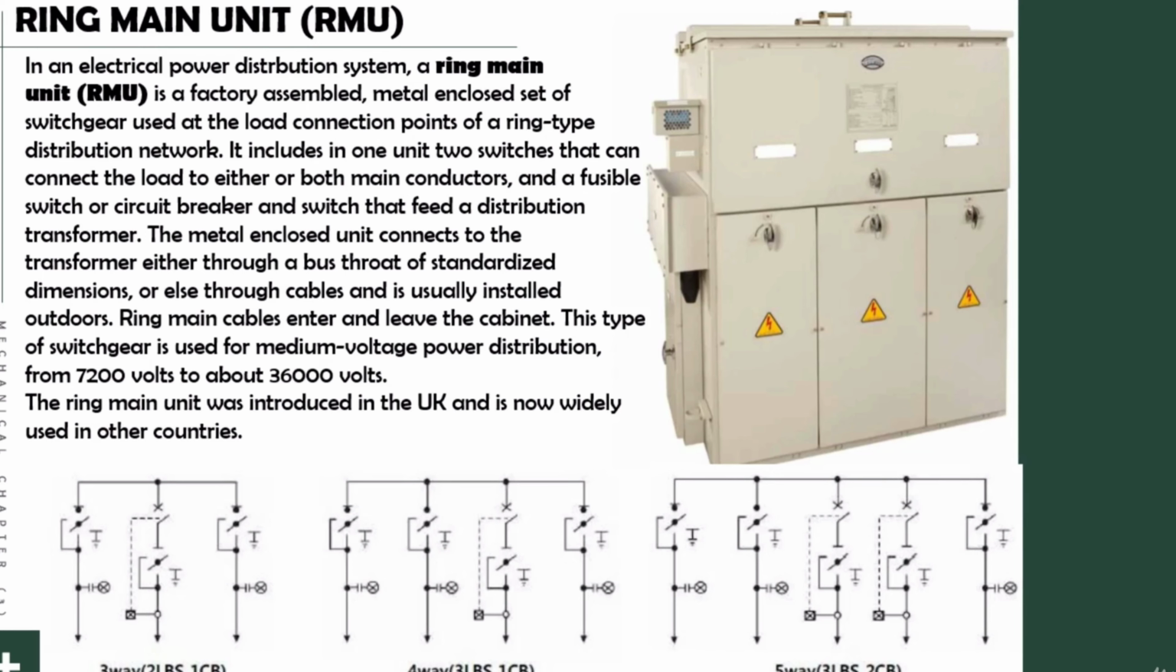And finally, the panel shown in the picture is called the ring main unit, RMU. The RMU also is a distribution panel that includes in one unit two switches or more that can connect the load to either or both main conductors. And there are many types of RMU, which are shown here downside. The first is called the three-way RMU, and here is a four-way RMU, and also here is a five-way RMU, and it is usually installed outdoors after the transformer.